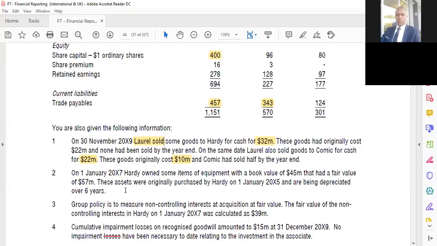So let's work it out. The parent sold here to the subsidiary. How much did the parent sell? They sold goods worth 32 million. Are you seeing that? But these goods were worth how much? 22 million. Meaning the parent made a profit of how much? Of 10 million. So the 10 million here, you are going to debit in the group retained earnings to reduce the retained earnings by 10 million. And at the same time, you are going to go to the group inventory and reduce by 10 million.